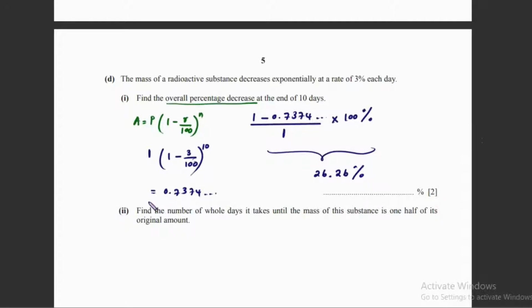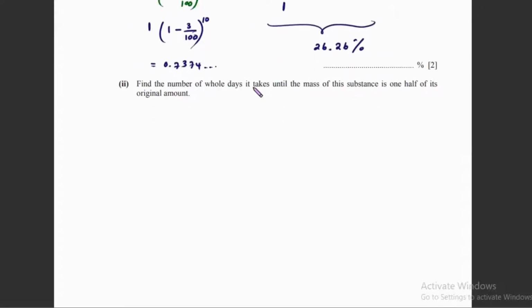Let's move on to the next part. Find the number of whole days it takes until the mass of this substance is 1/2 of its original amount. We need to find the number of whole days, which means we should not write any decimal points, or the number of hours or anything like that. It should be complete days, as a whole number. The answer should be in the form of whole numbers.